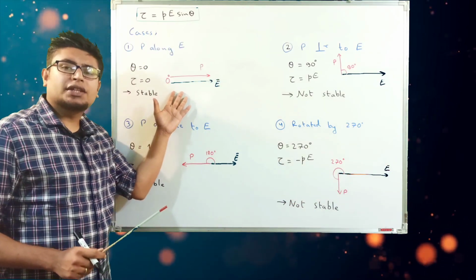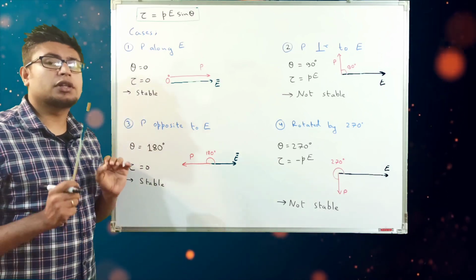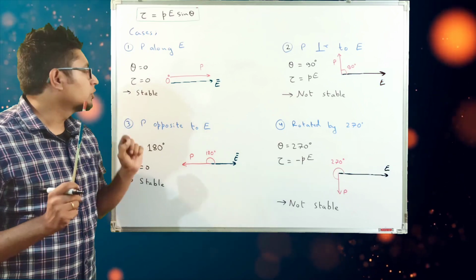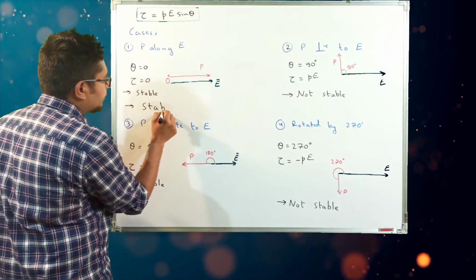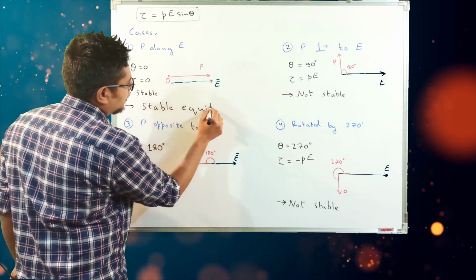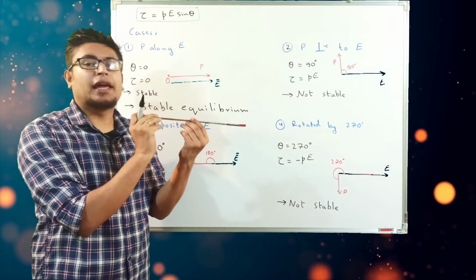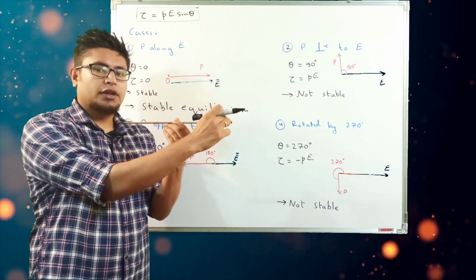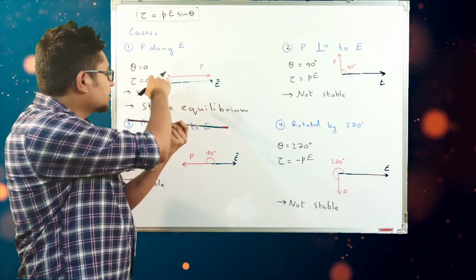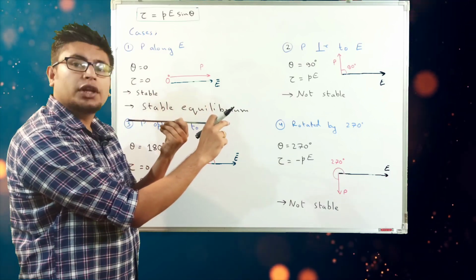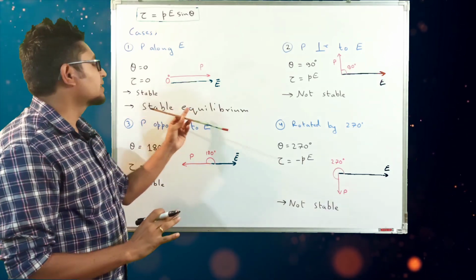Taking this particular case into consideration again, this case is the stable case because there is no torque acting on the dipole. This is stable. Now there is one more term associated with this, which is stable equilibrium. In this case, if I place the dipole in this way, this is the positive side, so this is the negative side, and this is the negative side, this was the positive side. Hence, in this case, there is no way that this is going to rotate. This will be as it is for a longer period of time. This case is known as stable equilibrium.